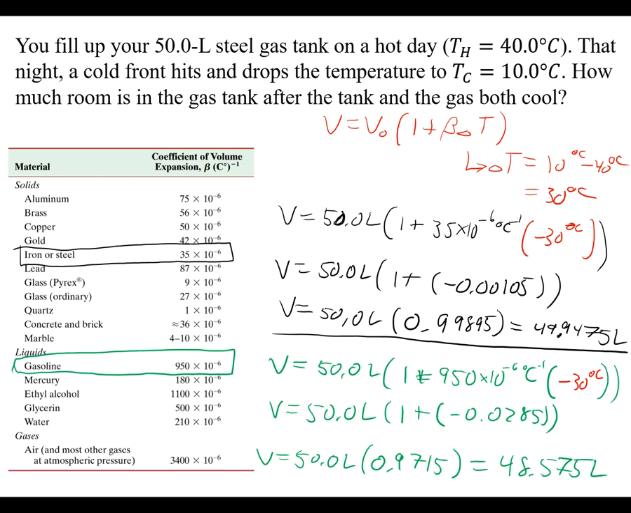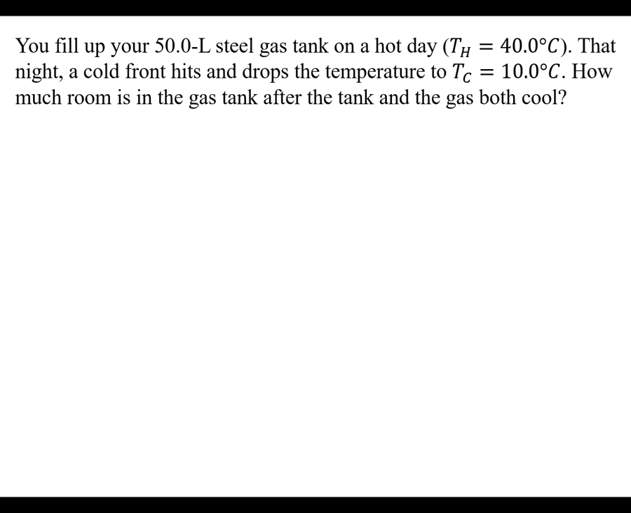And because of that, that's going to leave a little gap at the top of the tank. So now our tank is not completely full anymore. So the space at the top is going to be the final volume of the tank minus the final volume of the gasoline. The volume of the tank we found to be 49.9475 liters, and the gasoline was 48.575 liters.